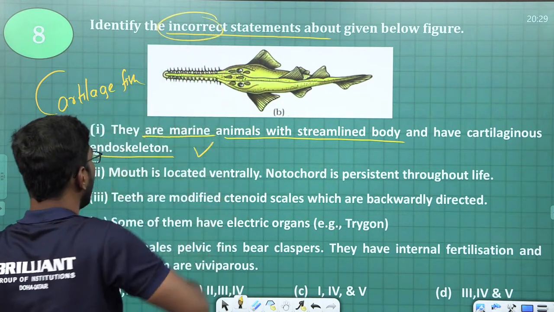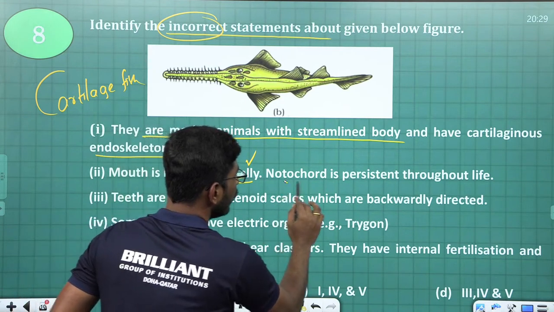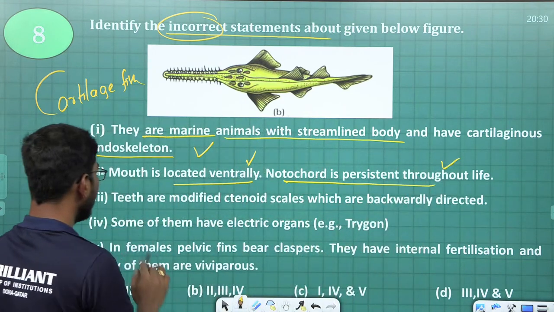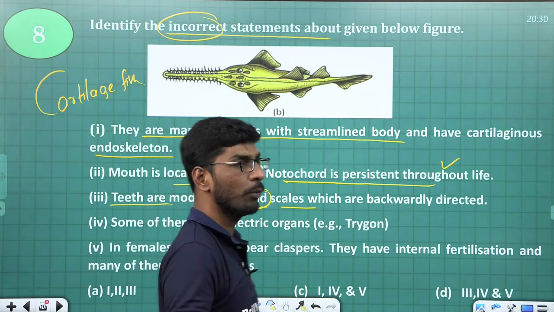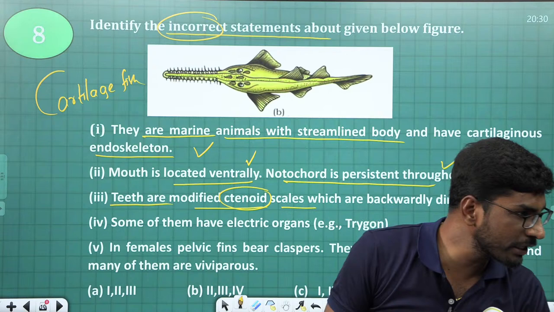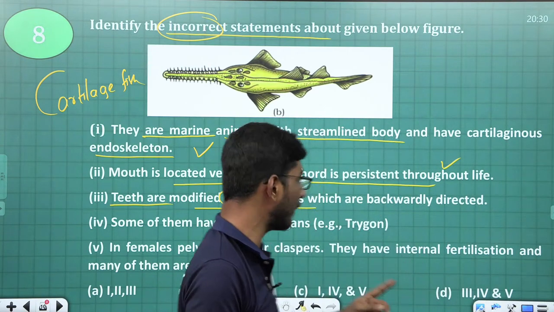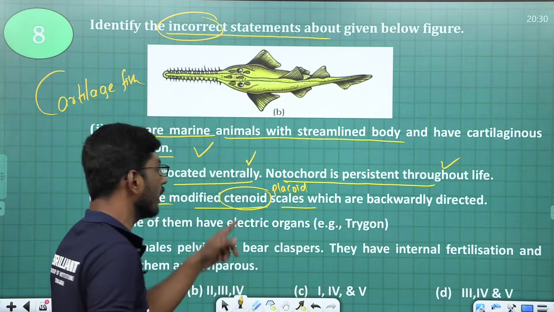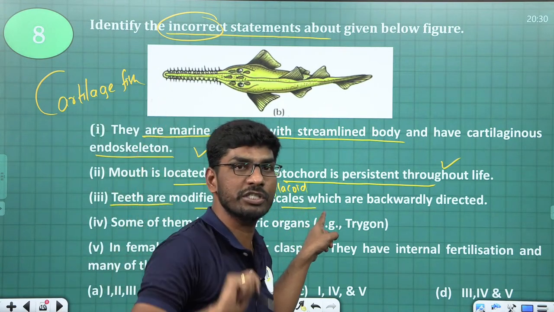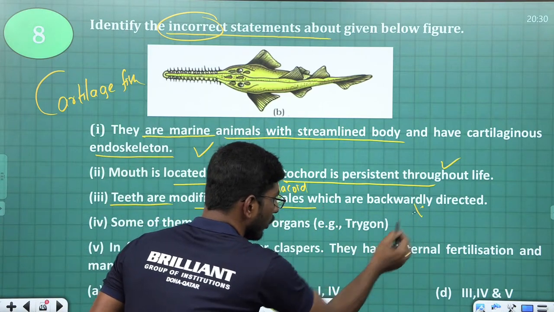Incorrect statement, something is wrong. Mouth is located ventrally. Correct. This is a ventral mouth. Notochord persists throughout life. Correct. Teeth are modified ctenoid scales. Ctenoid or what? What kind of scales? I forgot. Any one of you tell me? Usna, what kind of scales are there? This is actually placoid. Placoid, not ctenoid. Ctenoid and cycloid scales are in bony fishes. This is not a bony fish, so this is wrong.